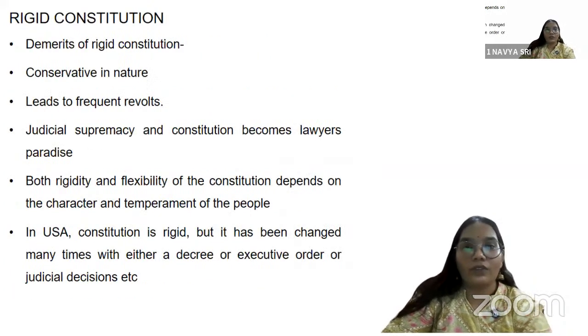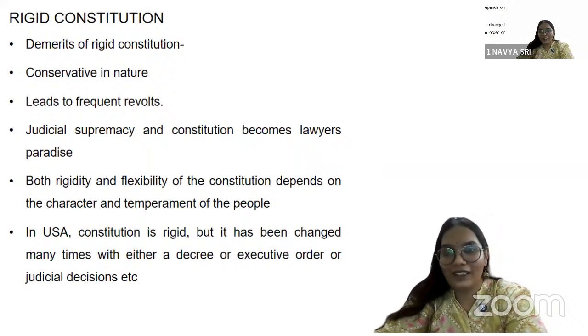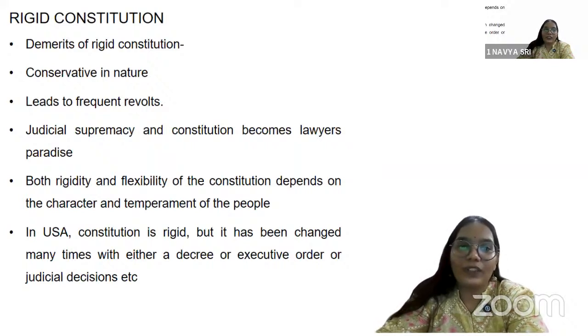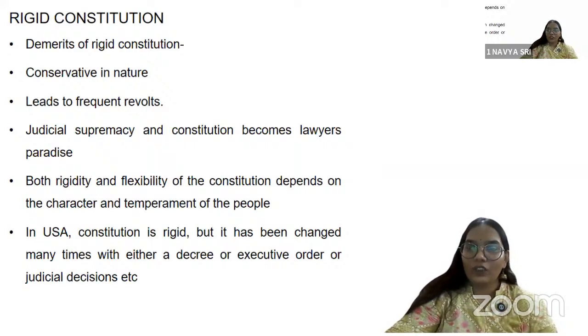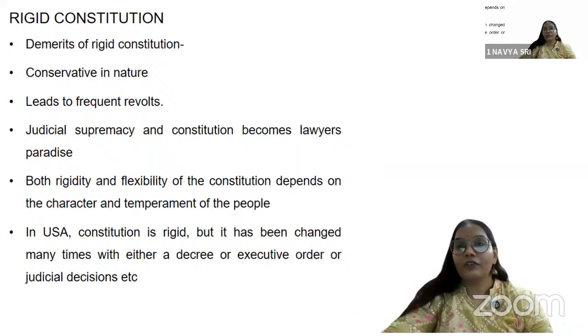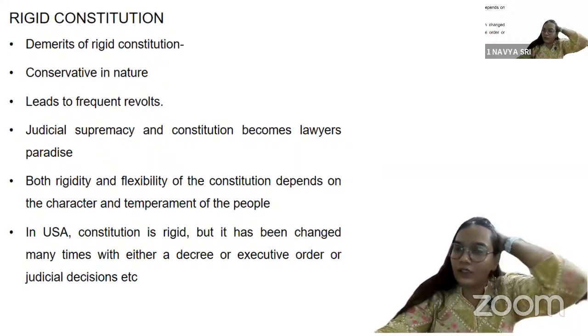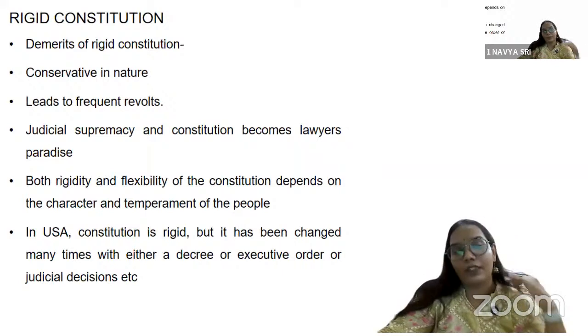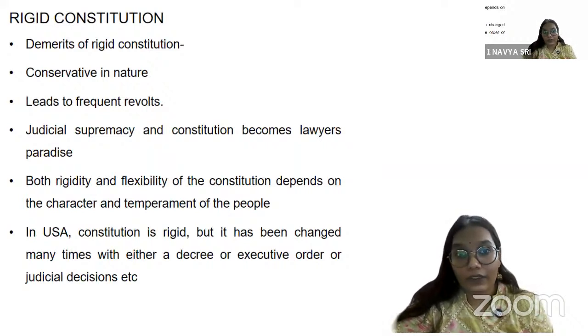Now, the demerit of the rigid constitution is again that it's conservative in nature as it is fixed. Yes, we have to go by the merits mostly, and it leads to frequent revolts. Yes, again true because it's fixed. You cannot change it easily. So, in order to change according to the public pulse or the public outcry, the public will definitely come on the streets and fight for it, and it will lead to revolts. For example, when the government introduced the Farmers Bill or the CAA, there was a lot of public outcry, right? Because they think that it is conservative in nature and it violated their basic fundamental rights.